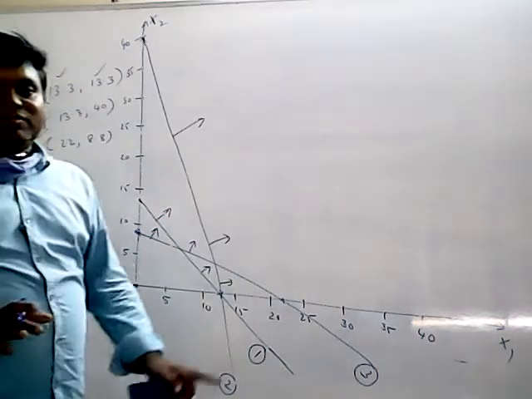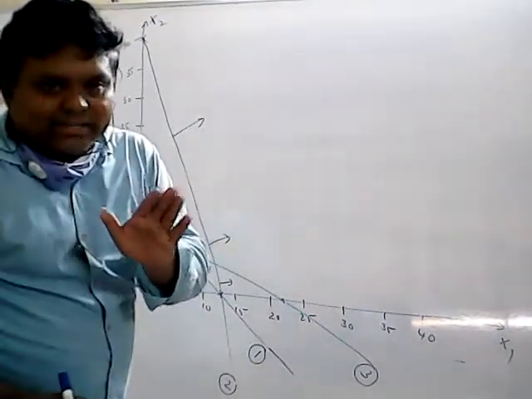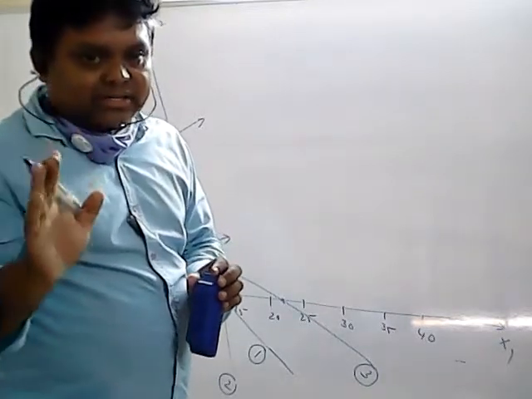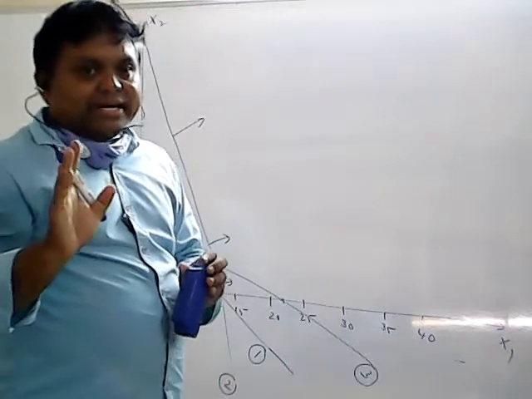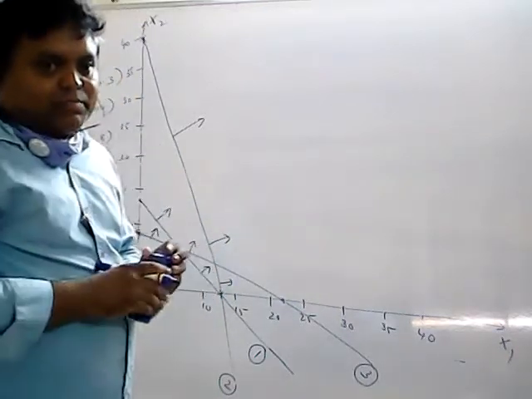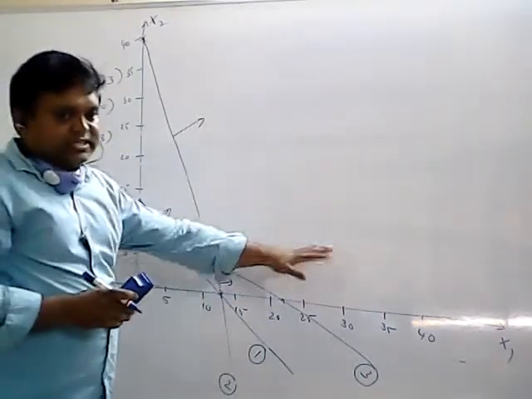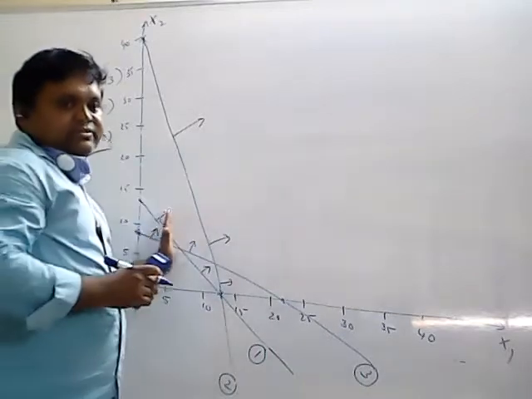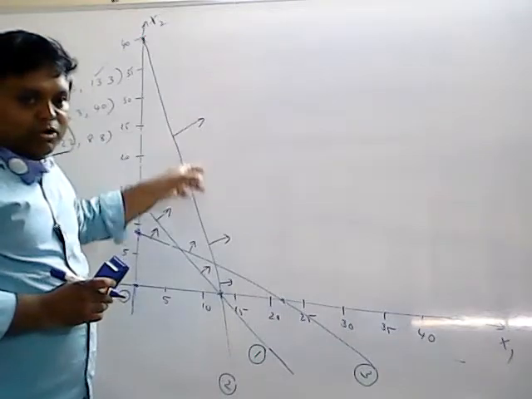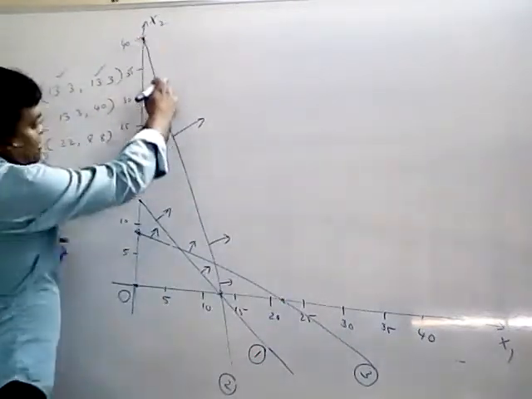What is the common part for all the lines? Whenever all the constraints are greater than or equal type, identification of the feasible region is very easy. What is the common part you will get? The common region is the outside edges, because all the lines come like this. Whatever the outer parts of this region are, that is called the common region. See this one, the outer edges.